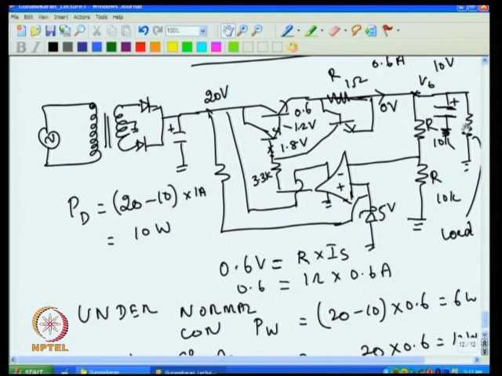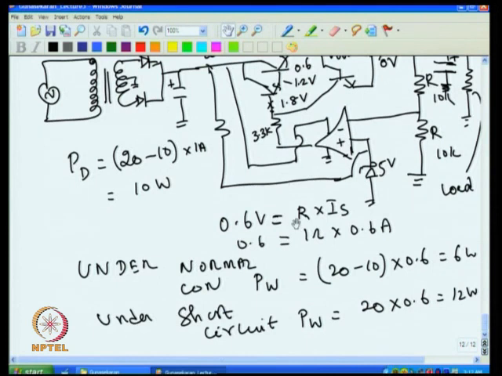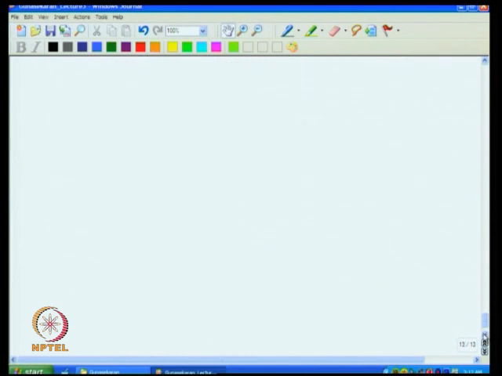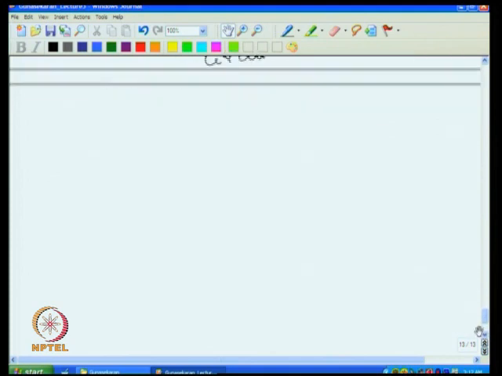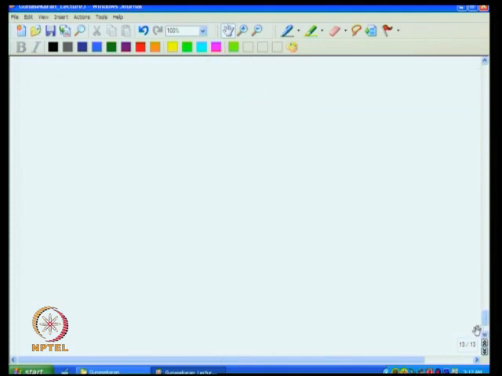But as long as short is not there, when the output is 10 volt, then this should not come into picture, the current limit should not come into picture up to 0.6 ampere. So that is to be achieved. That can be achieved by slightly modifying the circuit in the following manner. So we can do that by modifying the circuit.